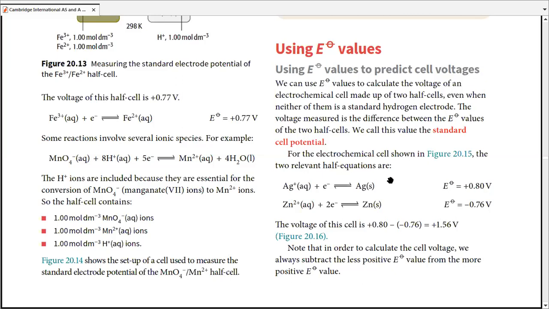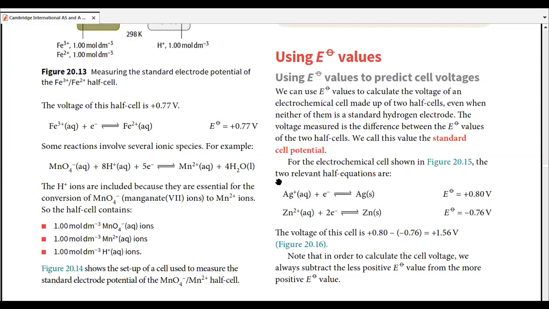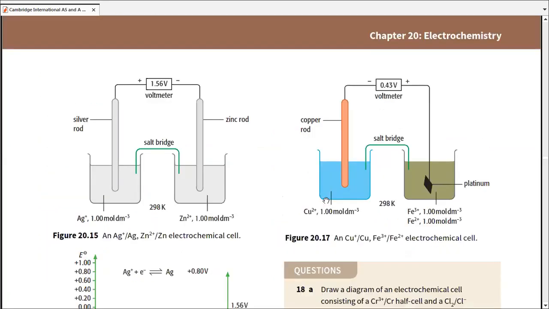That means you can calculate the voltage from just two given equations using the standard E0 values. Are we clear about this? Yes. That's very easy. Let's go with another example. Instead of repeating the same example, let's go with another one.